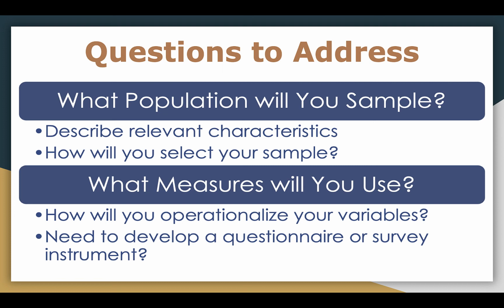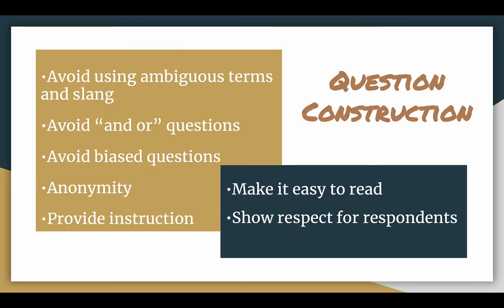So again, you also want to address what measures you are using in your paper. How do you operationalize your variables, right? Did you already define what they mean and how you would measure them? And then do you need to develop a questionnaire or survey instrument, right? For the purpose of this paper, you don't actually have to create the survey instrument itself. You would just give me the major topics or a few sample questions of the kind of things you would be asking. But I'm not expecting you to put an appendix with that stuff.